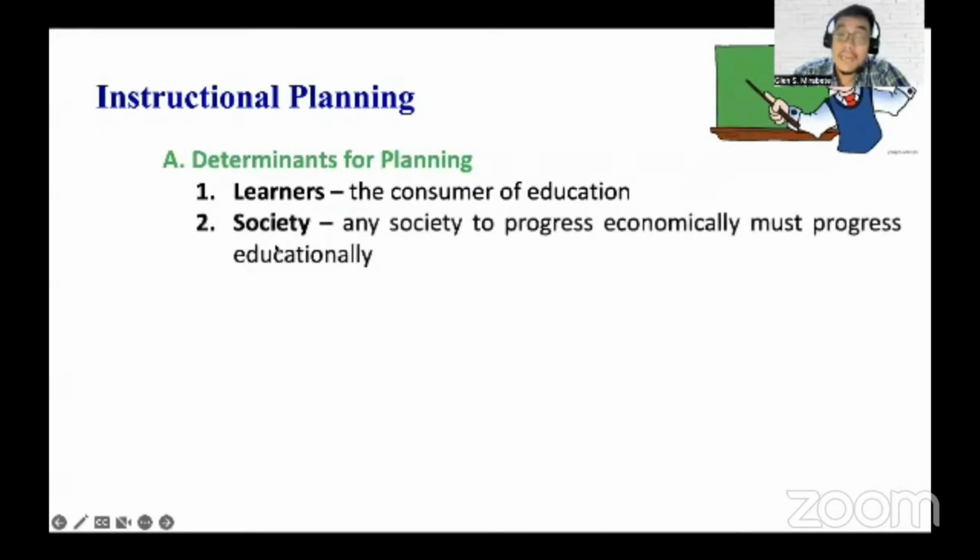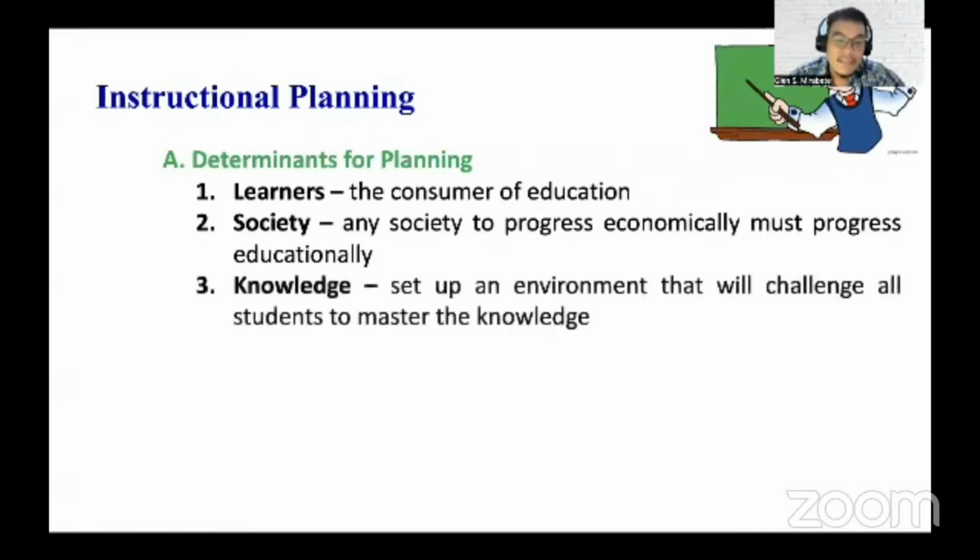Next one, we have here the society. Any society to progress economically must progress educationally. So if there are courses that need to be done in a certain place, for example agriculture, the school must respond to the needs of the society in order for them to progress in a certain locale, in a certain setting. So that means we have here the society.